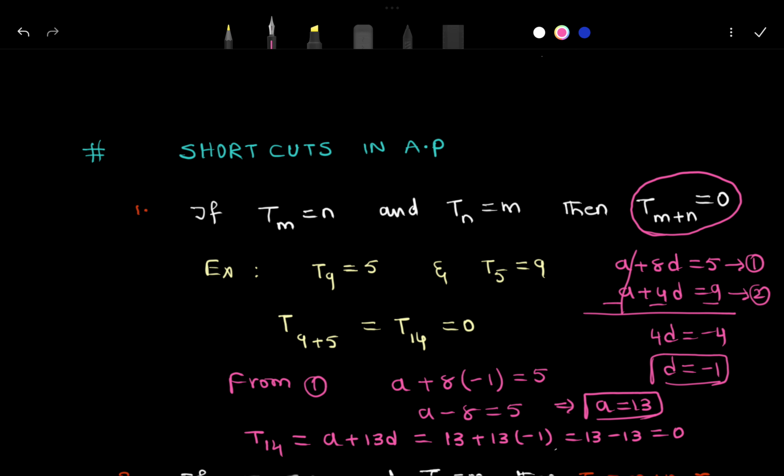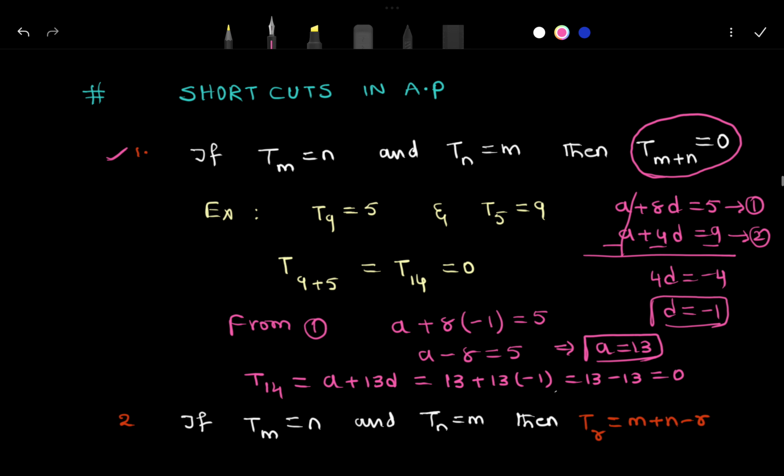So what we can understand is that if the mth term of an AP is n and the nth term of the AP is m, then the (m plus n)th term will always be equal to 0. We can remember this as one of the shortcut formulas. Please all of you understand this very carefully. Next, you see one more shortcut formula: if the mth term is n and the nth term is m, then the rth term will be m plus n minus r.